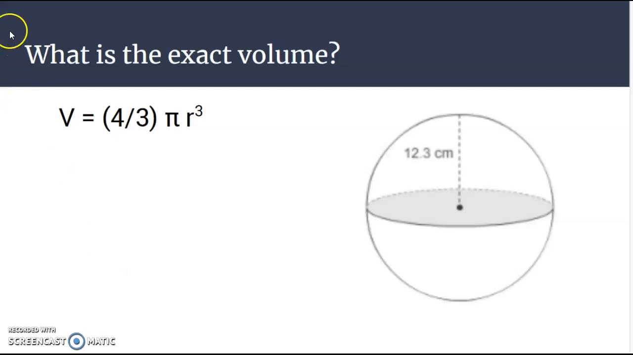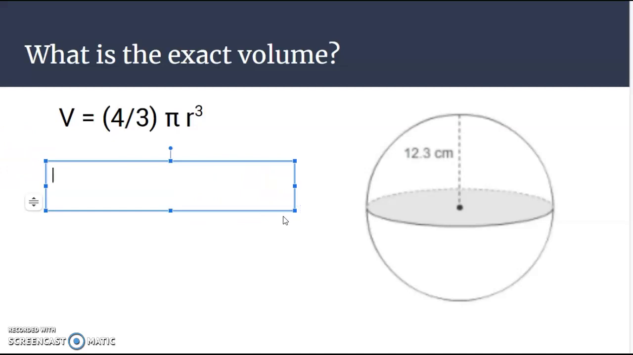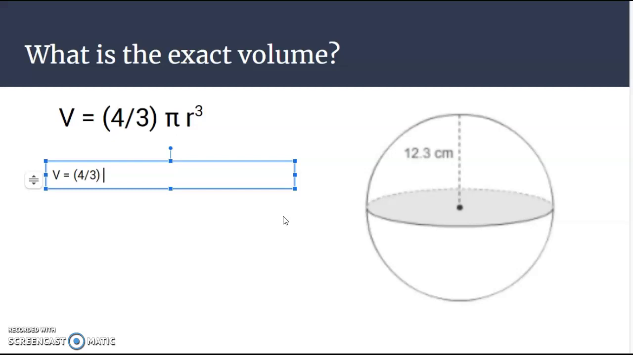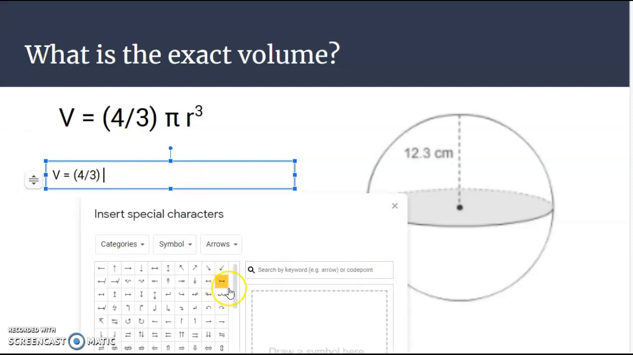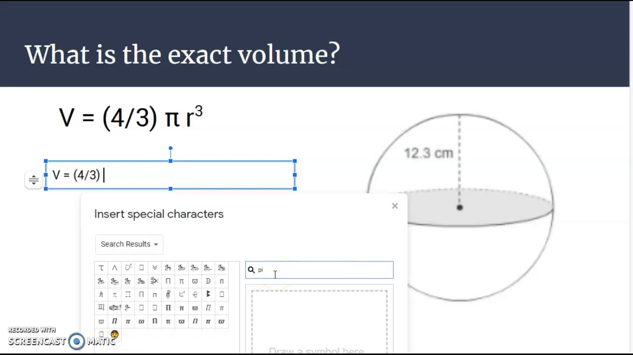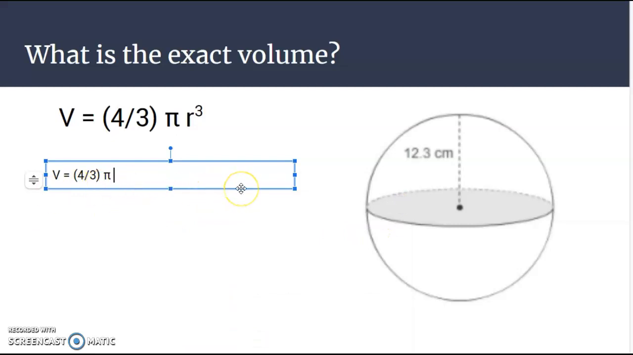So notice this sphere here. It looks like they give us the radius, 12.3 centimeters. So setting that up, the volume would be, there's our 4/3. Now we're going to leave pi in there. Let me insert that character for pi. And then the radius, 12.3. We're going to cube that.